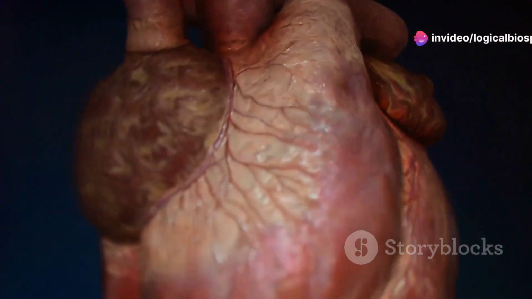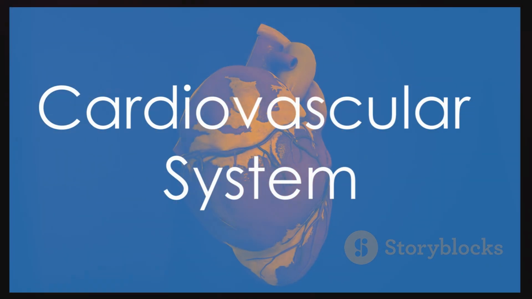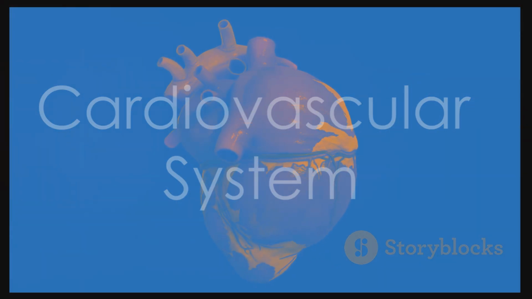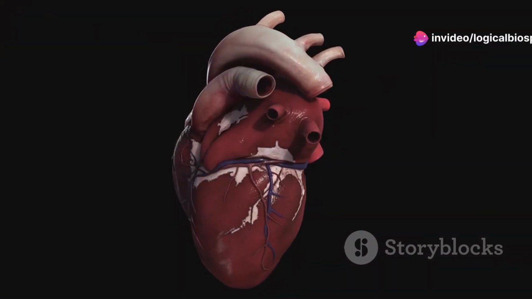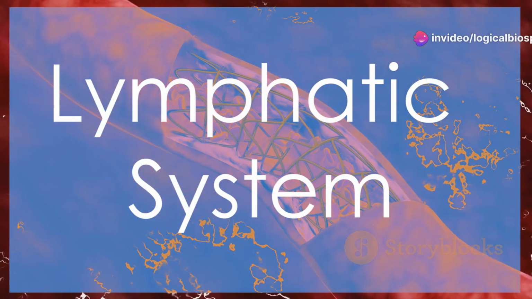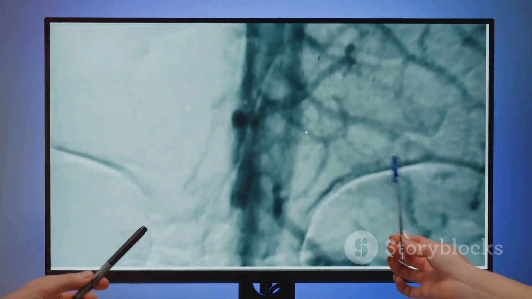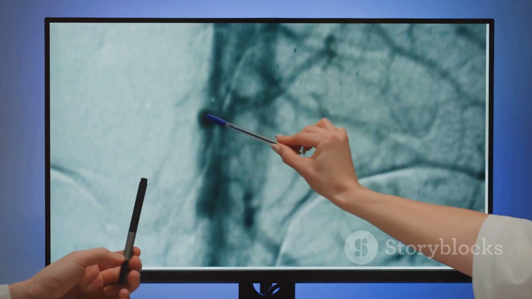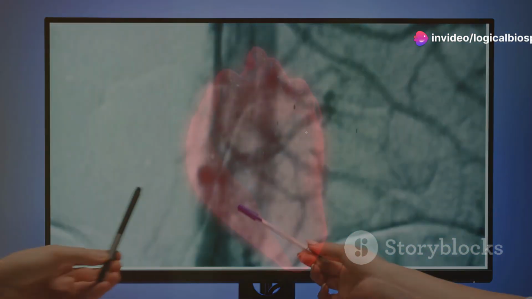The circulatory system is divided into two main parts. One, the cardiovascular system. Composed of the heart and blood vessels, it circulates blood throughout the body. Two, the lymphatic system. This network of lymph vessels and nodes helps return excess fluid to the bloodstream and plays a role in immune defense.